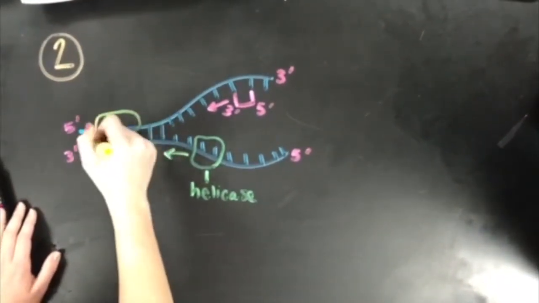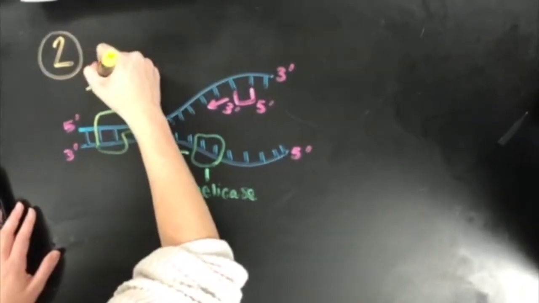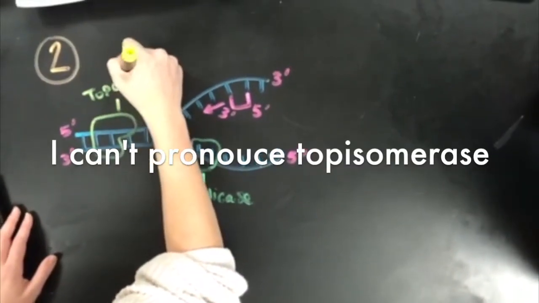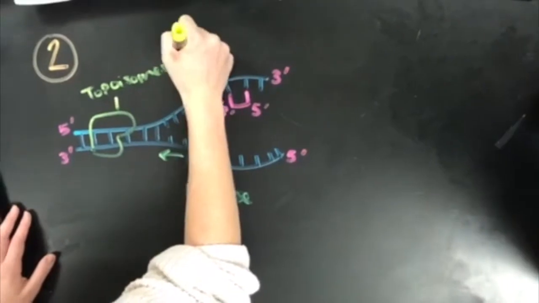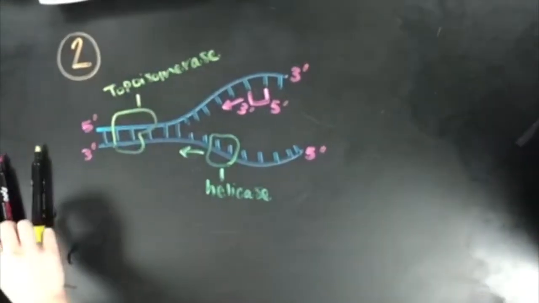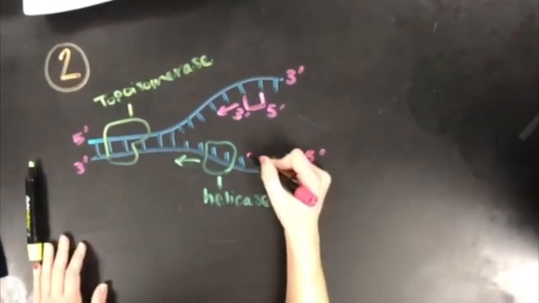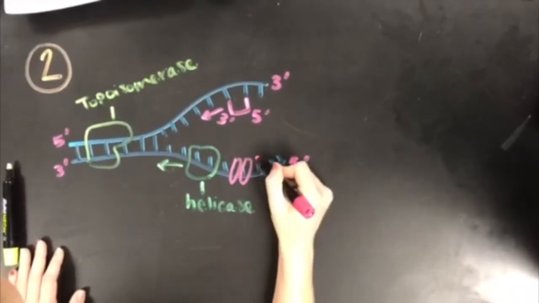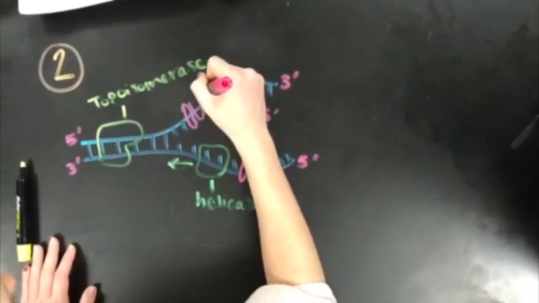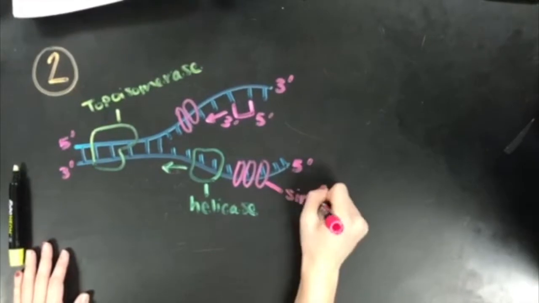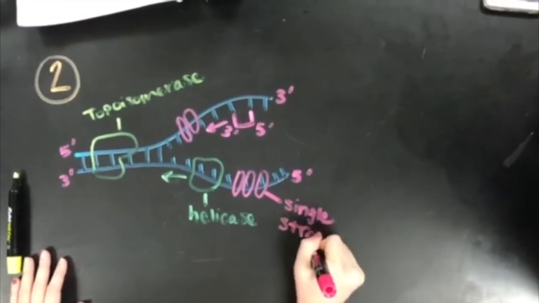The word that Allison is writing out that starts with a T relieves overwinding strain ahead of replication forks by breaking, swiveling, and rejoining DNA strands. The single-strand binding proteins bind to and stabilize single-stranded DNA until it can be used as a template.